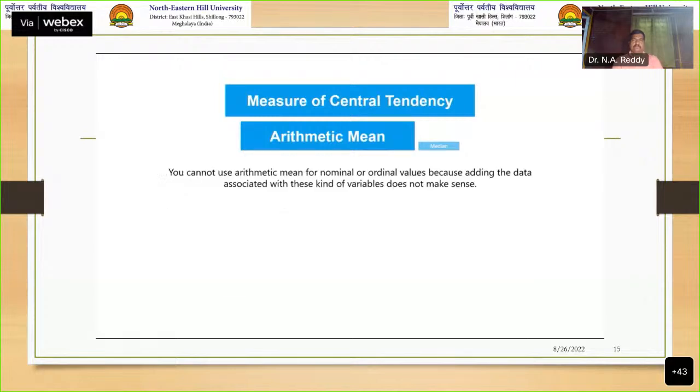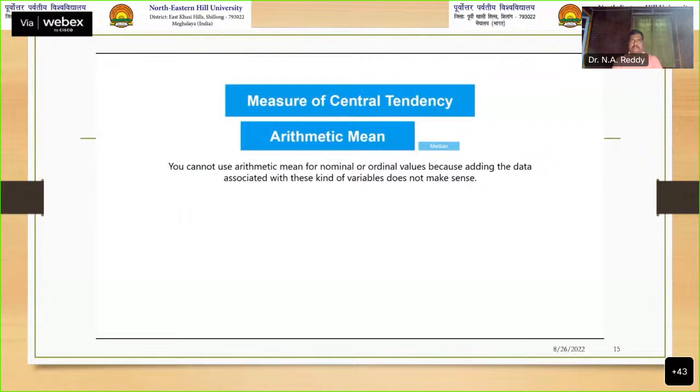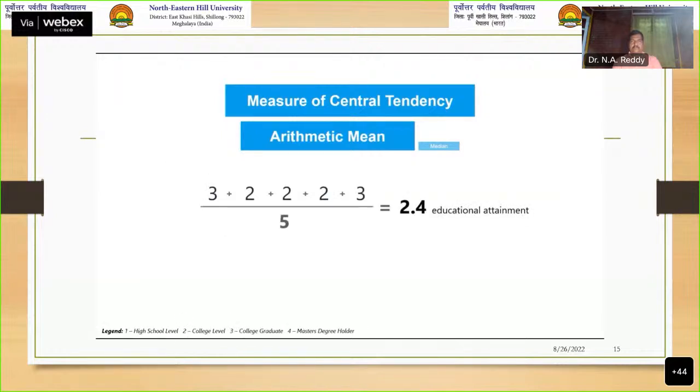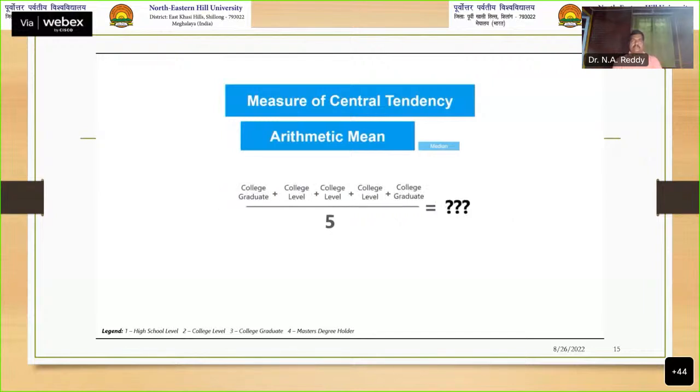You cannot use arithmetic mean for nominal or ordinal values because adding the data associated with these kinds of variables does not make sense. For example, consider the educational attainment of a certain sample group. This variable is considered an ordinal level variable. If we try to describe them using arithmetic mean, the value is 2.4. What does a 2.4 educational attainment mean? A second-year college student? Basically, it is not clear to us what 2.4 educational attainment means. Also, adding college graduate, college level, college level, college level, and college graduate does not make sense at all.